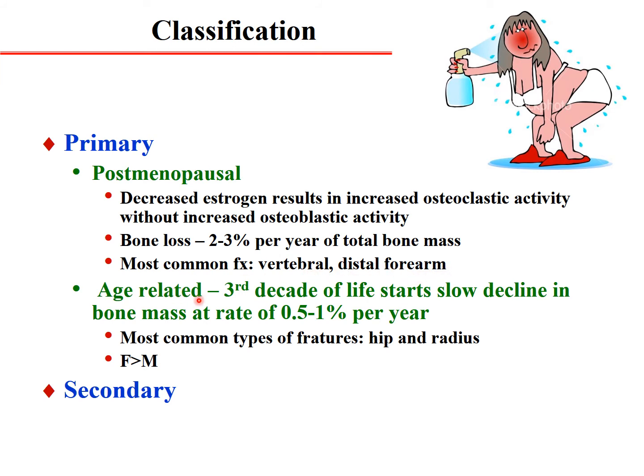The age-related or senile osteoporosis usually starts after the third decade, and life starts a slow decline in bone mass, but this never exceeds about 1% per year. So that means the postmenopausal rate is about 2 times higher. Now, the most common types of fracture are in the hip and the radius, and this occurs in both female and male.